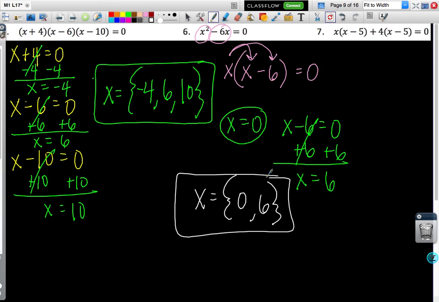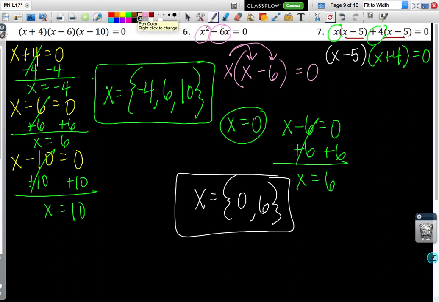Look at number 7. Number 7 is very similar to example 2 in your notes. Example 2. Not factored, but semi-factored. Okay? So again, look at what's common. You've got x minus 5 in both terms. So let's write that once. And then let's look at what's left. x plus 4 is left.